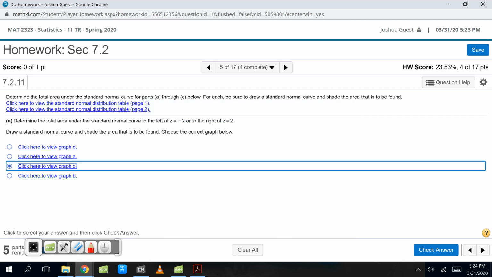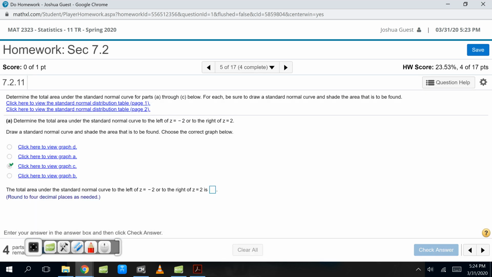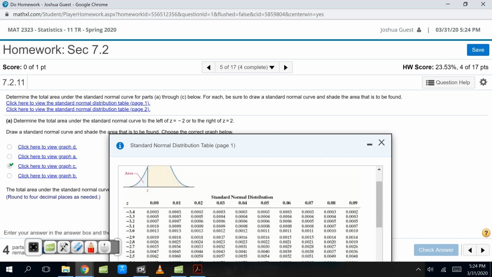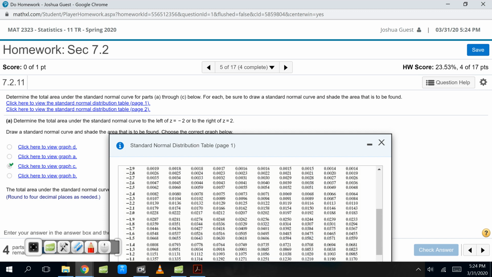Okay, so let's check it and see. And there it is, right? Left of negative 2, right of 2. The total area under the curve is, well, look at negative 2. Negative 2 is right here. Negative 2 is 0.0228.